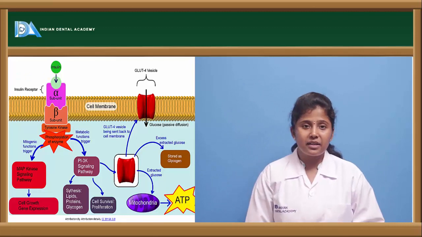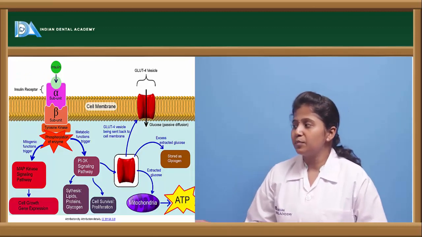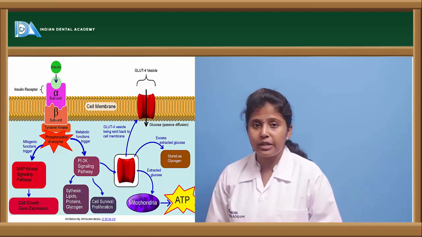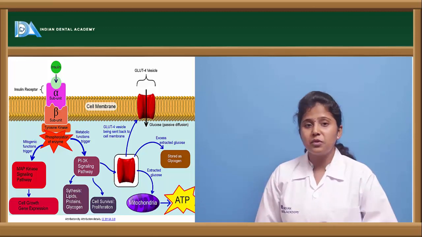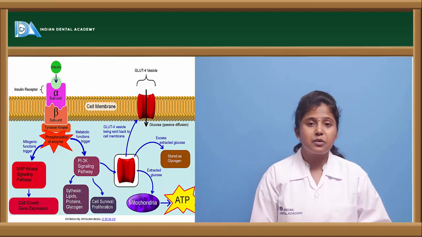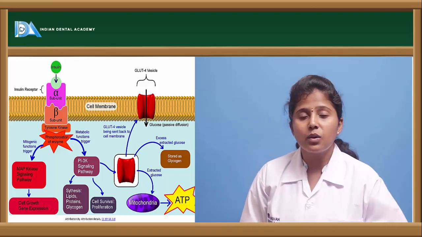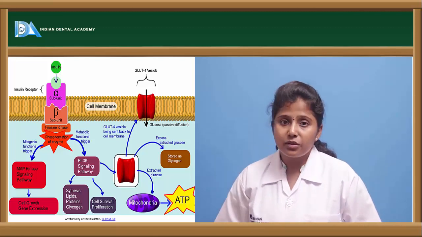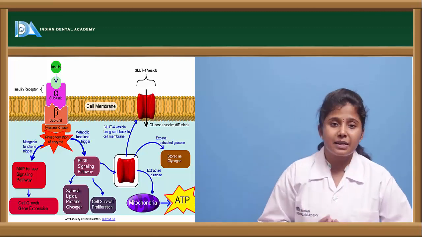Here is a diagrammatic representation of the insulin signaling pathway, where the insulin is binding to the insulin receptors, and there are two subunits of the insulin receptor, alpha and beta. The alpha subunit contains the binding site of the insulin, and the beta subunit contains the tyrosine kinase. Once the insulin binds to the alpha subunit, there occurs stimulation of the beta subunit, and thereby phosphorylation of the enzyme takes place.